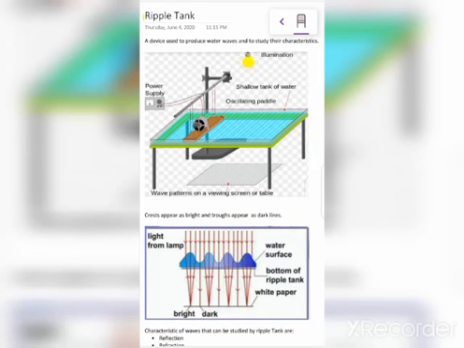We are discussing waves. We have discussed the different characteristics of waves and the types of waves. Today our topic is the ripple tank. As you can understand from the word ripple, it is about waves. It is a device used to produce water waves and to study their characteristics. Let's discuss the construction of the ripple tank.